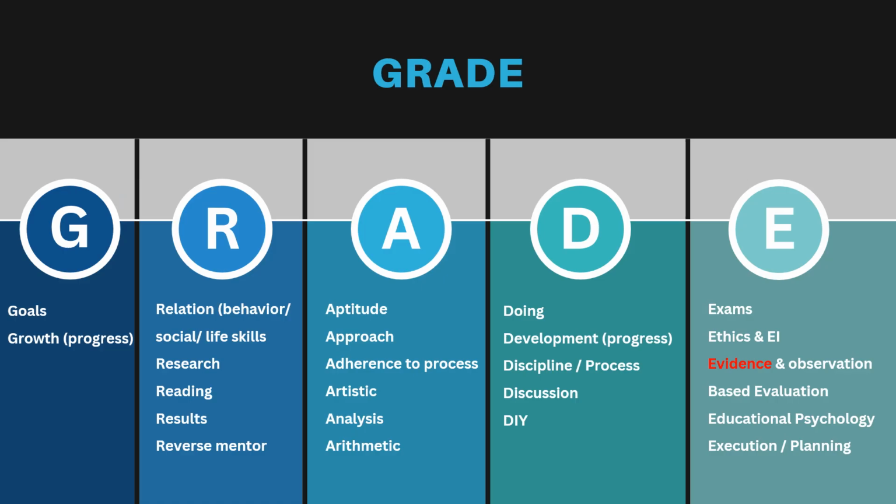Grade. The word grade, G stood for goals, growth, gamification, R for relationship, research, reading, results, reverse mentoring. A for aptitude, approach, adherence to process, artistic, analysis and arithmetic. D for doing, development, discipline, discussion and do it yourself. E for exams, ethics and EI, evidence based learning, educational psychology and execution planning.